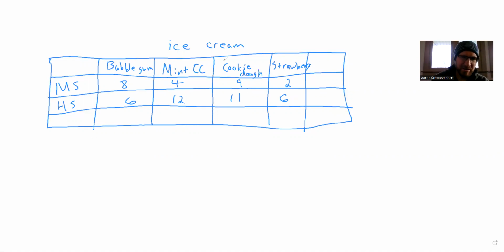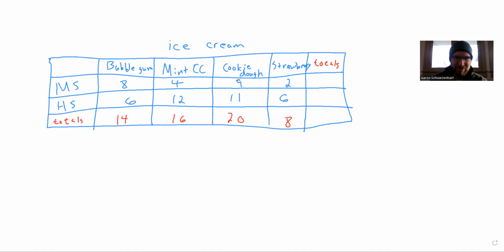So over here on the far edge of a two-way table, I have a totals column. The far edge and the bottom. So I can total these up by adding together. 8 plus 6 is 14. 4 plus 12 is 16. 9 plus 11 is 20. Strawberry has 8.